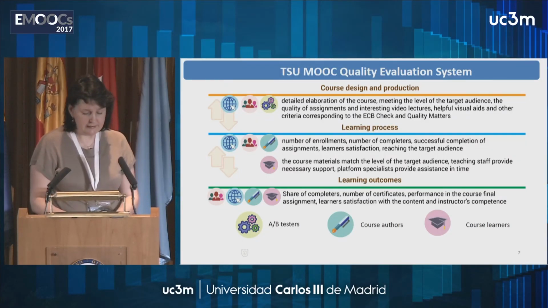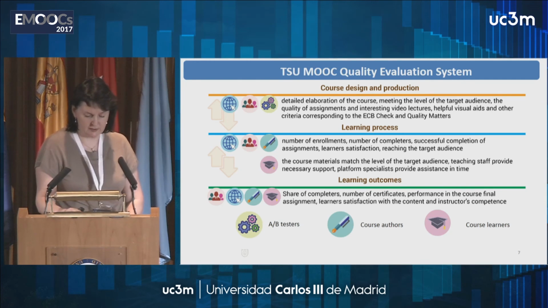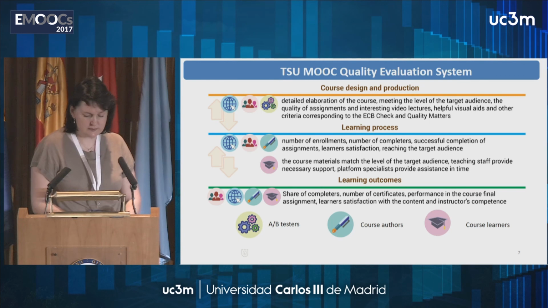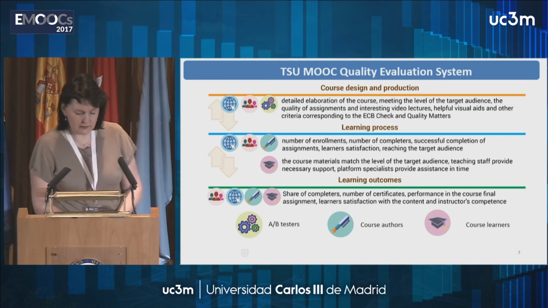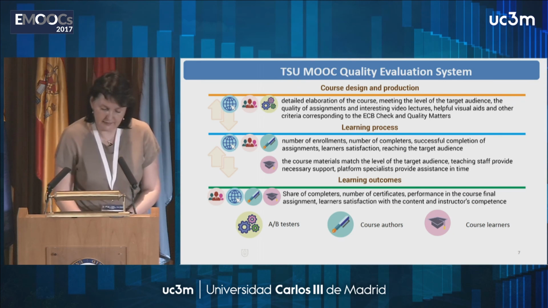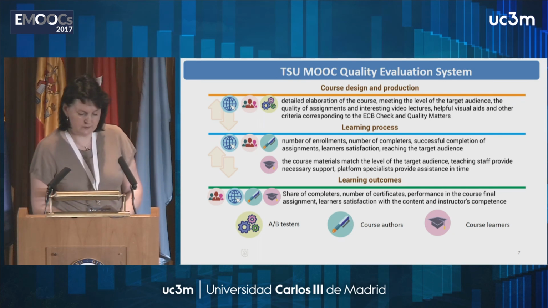The next stage is the course design and production. Here we invite the platform, the course team, and the beta testers to evaluate the course materials. Then the platform, the team, and the authors of the course analyze the course quality during the learning process. On completing the course, we get data that characterize learners' success.